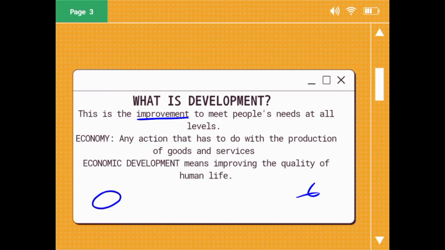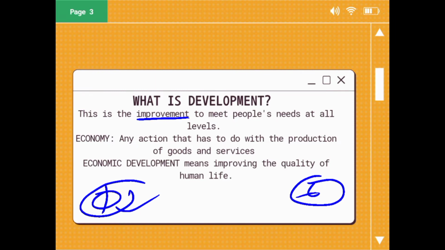The second example is building a new health facility. What do you think? Which one is development? Which one can we call development? Renovating a road, building a new health facility. Okay, so development is this one: building a new health facility.